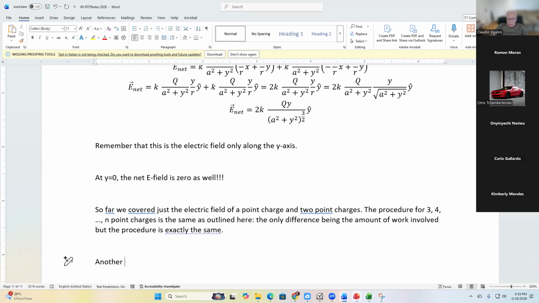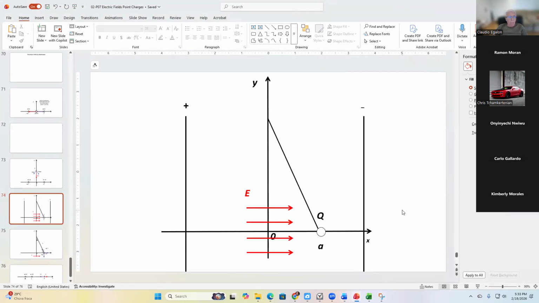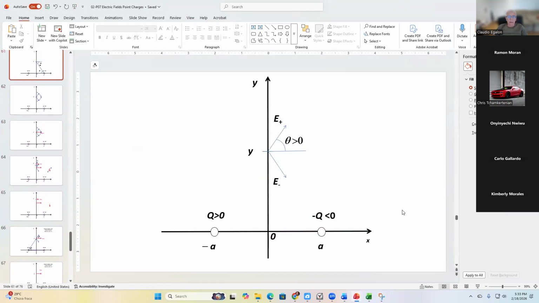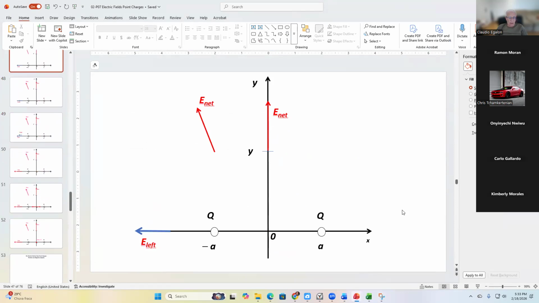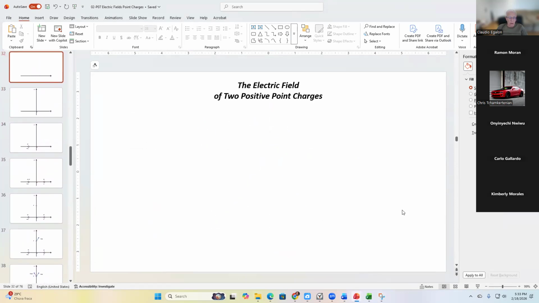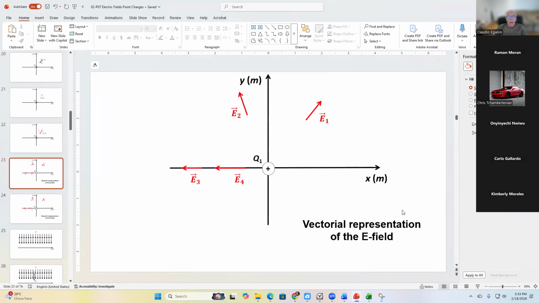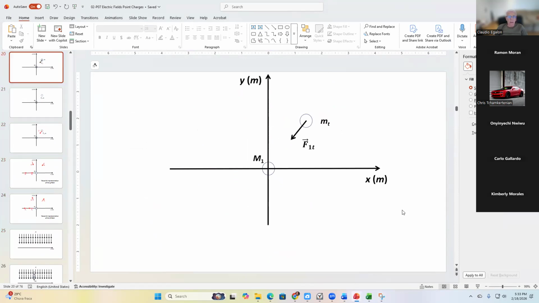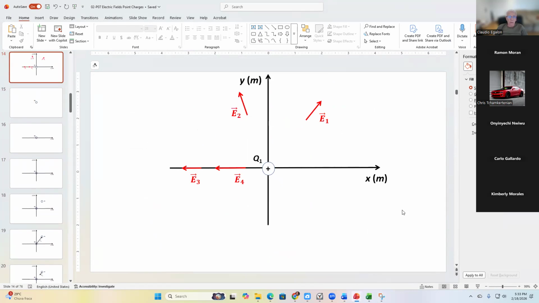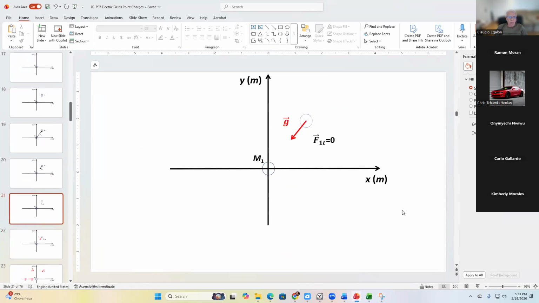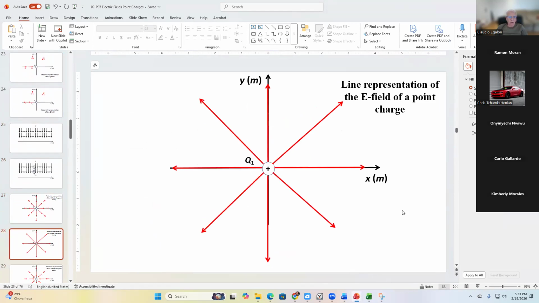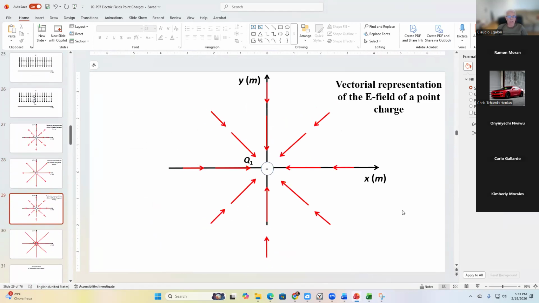What I didn't tell you, let me also brush up very quickly. I did that for a positive point charge. Let me just show you a single negative point charge. For a positive point charge, the electric field is away from the charge. For a negative point charge, the electric field is towards the point charge. And that's the vectorial representation of the electric field.